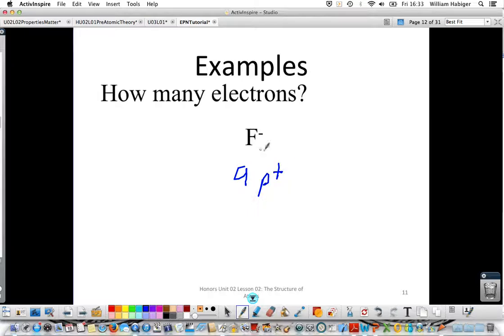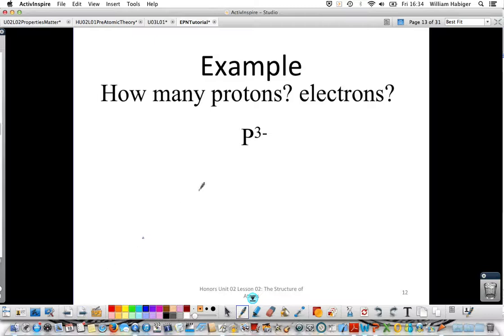Okay, and the electrons are winning. They're winning by 1, so we've got to have 1 more electron than protons. So 10 electrons. We can also do the number of protons minus the charge, so it's going to be minus a negative 1. Anytime you subtract a negative number, it makes it positive. So it's going to be 9 plus 1, which is 10. So 10 electrons.